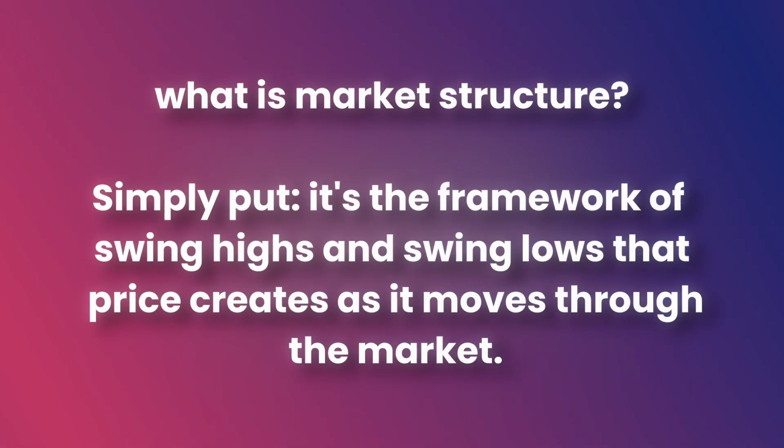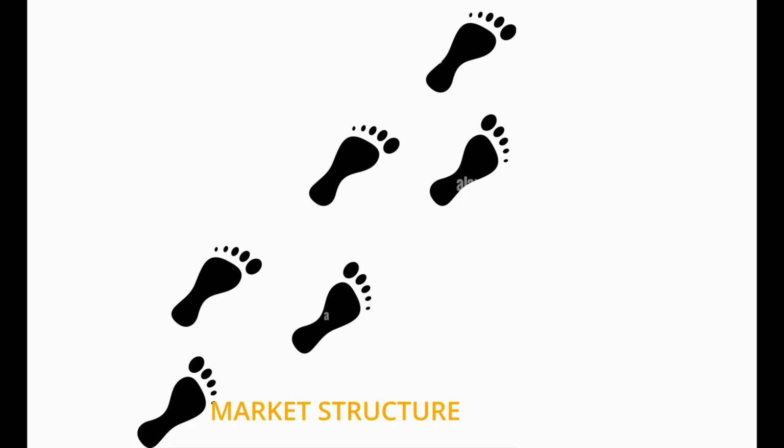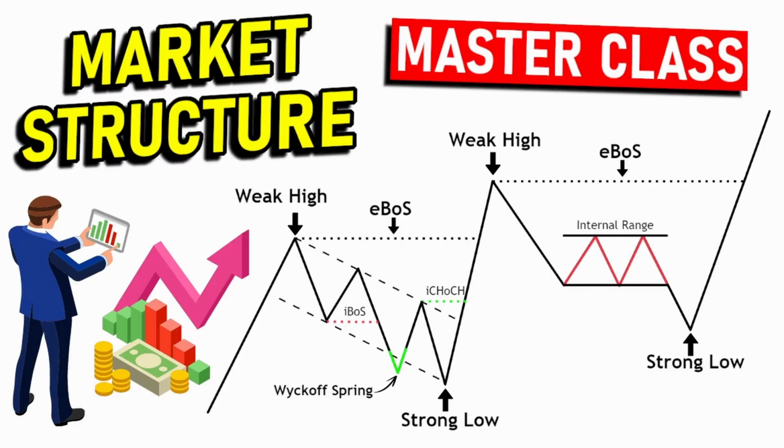Simply put, it's the framework of swing highs and swing lows that price creates as it moves through the market. Think of it like footprints. Every time price makes a significant move, it leaves a structural point behind. Connect those points, and you can literally see where institutional money is flowing.